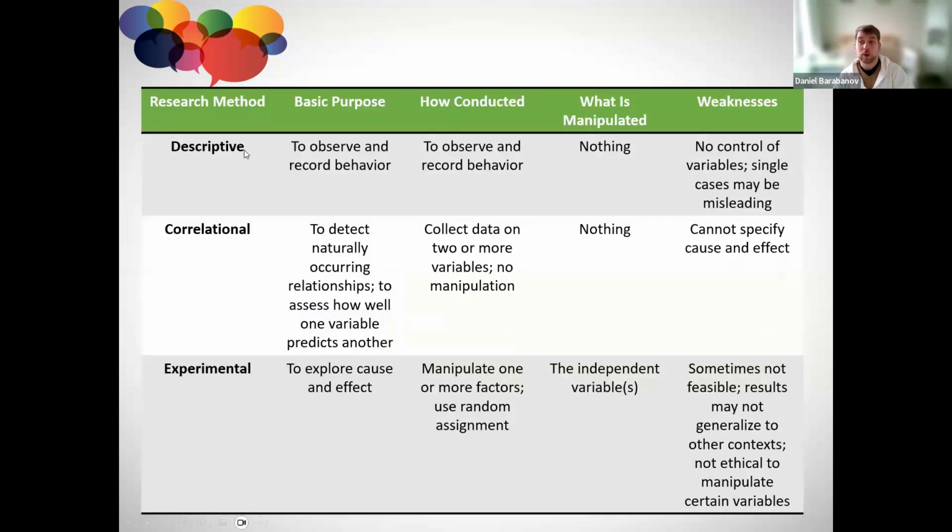So thus we can compare these three groups of methods. Again, descriptive methods usually are used to observe and record behavior, right? And we do not manipulate anything here. And thus we have no control over variables. So we are just trying to measure what we have. In correlational studies, we try to detect naturally occurring relationships between variables. We collect data on two, three, or more variables. Again, we cannot manipulate anything, and we cannot specify cause and effect.